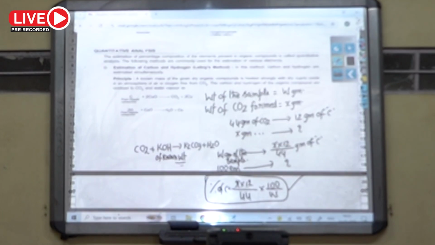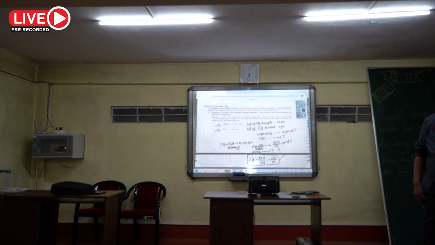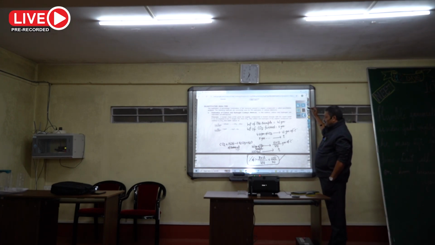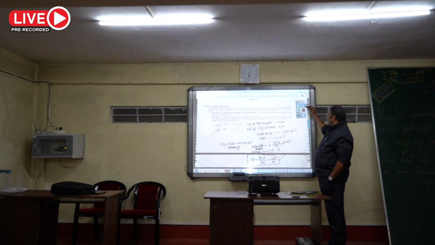Percentage of C is equal to X into 12 by 44 into 100 by W. What is X here? Weight of CO2 formed. In the last formula, X is equal to weight of CO2 formed. What is W? Weight of the given sample. Now similarly, percentage of C is over.